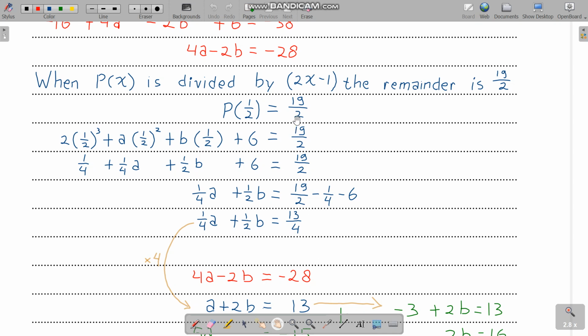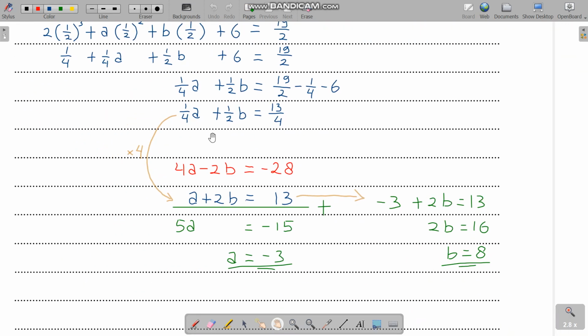So just solve by substitution or elimination. I'm rewriting the red equation here, and for the blue equation we can multiply throughout by 4, so we get a plus 2b equals 13, no more fractions, and we have the same coefficient 2, also minus 2 plus 2, so we can just add both equations, because if we add, we cancel out minus 2b plus 2b. On the left we have only 4 plus 1, which is 5a. On the right, minus 28 plus 13 is minus 15, divided by 5, a equals minus 3.